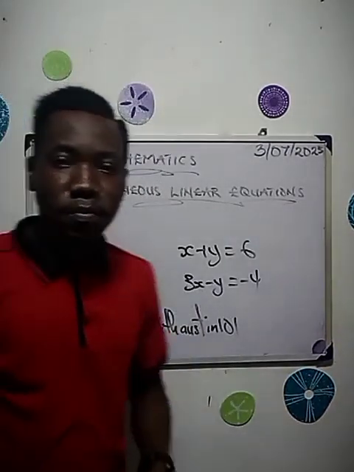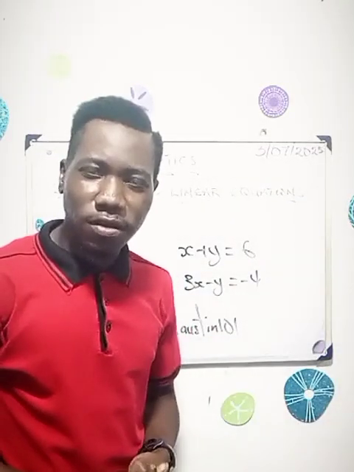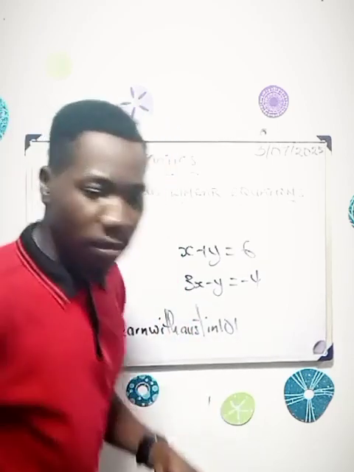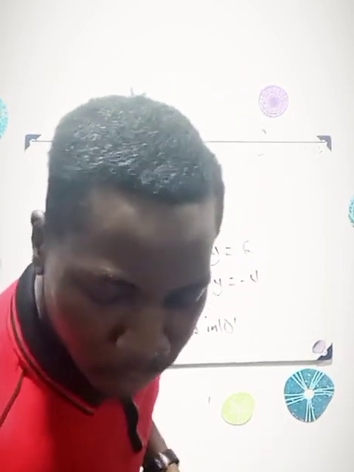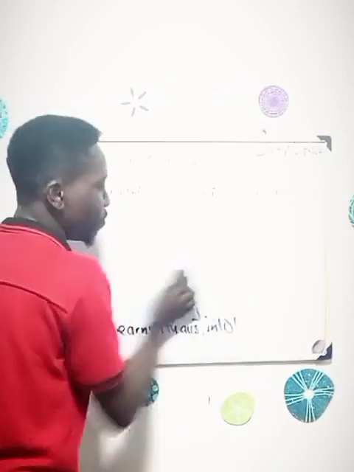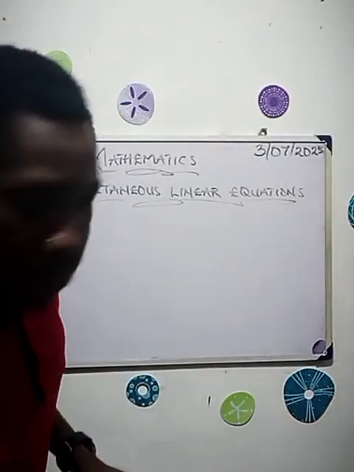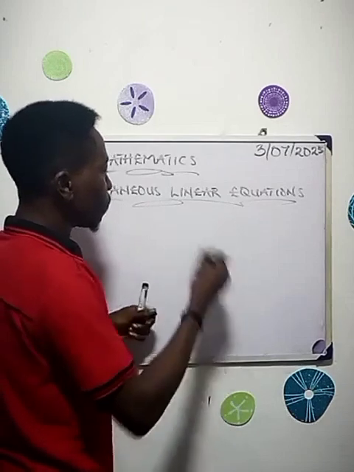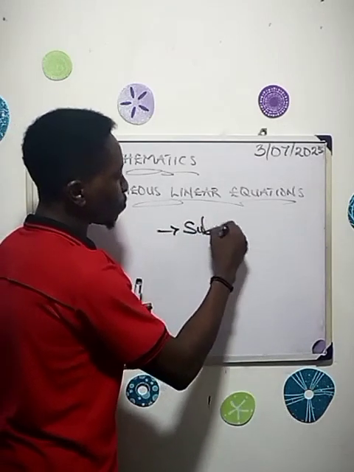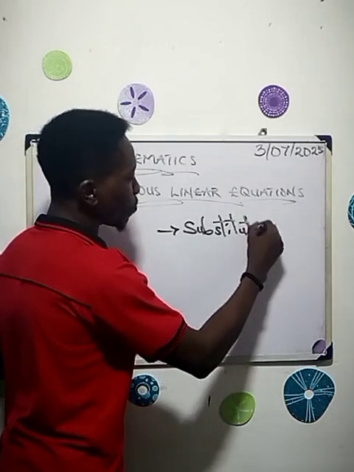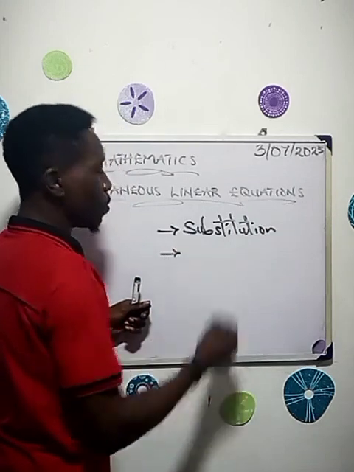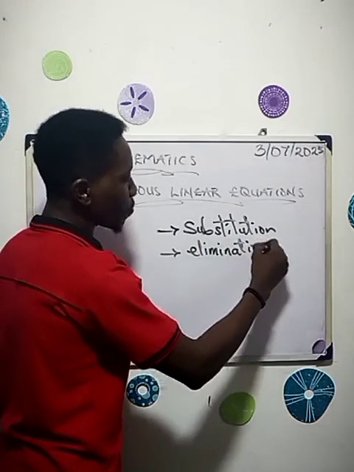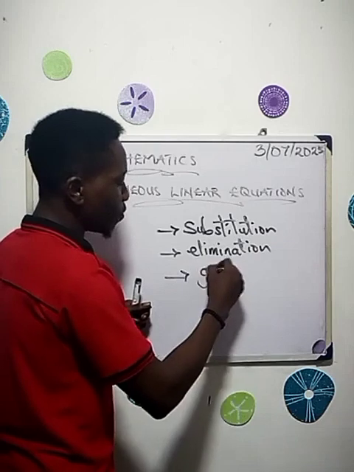Alright, let's just focus. So, how do we solve simultaneous equations? We have three methods for solving simultaneous equations. Three basic methods. So we have the substitution method. We have the elimination method. And we have the graphical method.